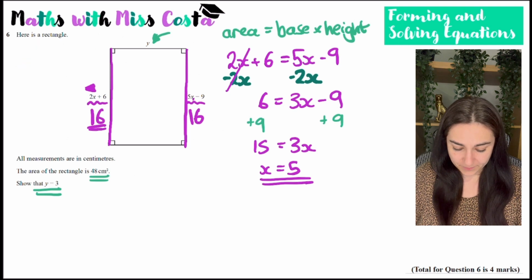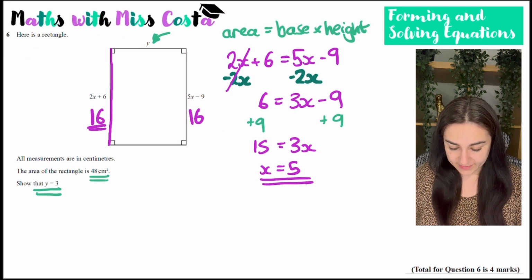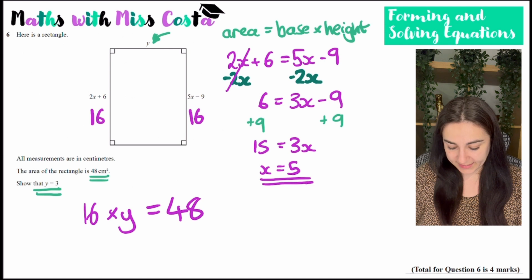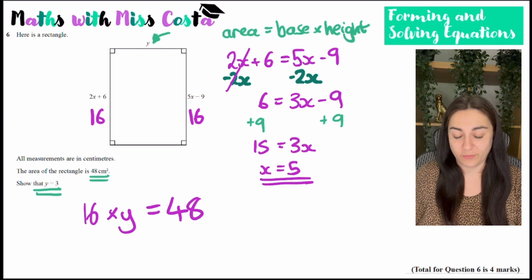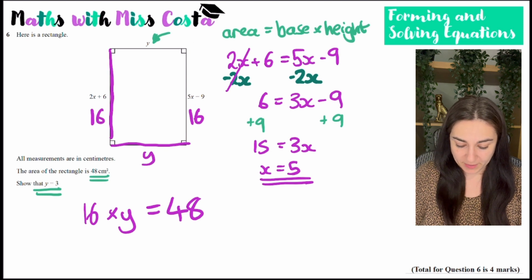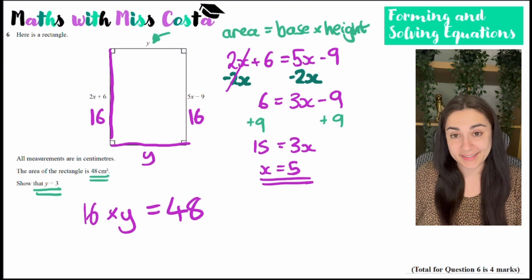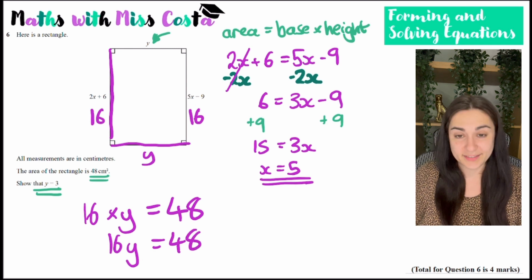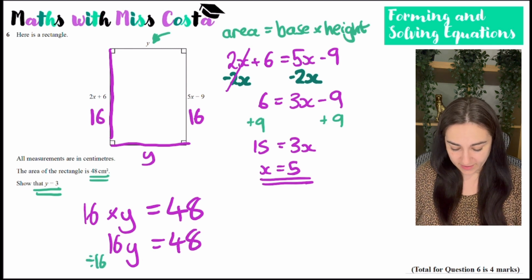So I know that the side of the rectangle is 16. I know that 16 times by y must equal 48, because how do you work out the area of a rectangle? You do base, which would be y, times by height, which is 16. So 16 times y is 48. And how could I solve this to find what the value of y is? I could divide both sides by 16.